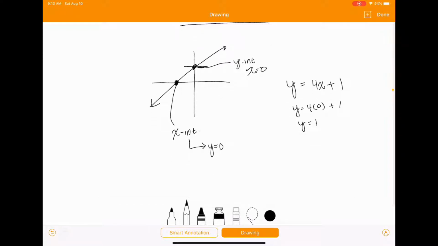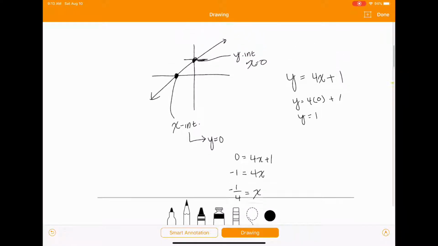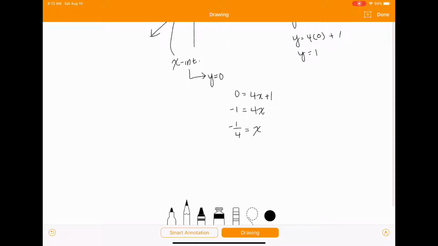And then for our x-intercept, we're going to plug 0 in for y. So we're going to have 0 equals 4x plus 1. And then we're going to solve for x. So you're going to subtract 1 from both sides. So negative 1 equals 4x. Divide by 4. And you're going to get that x equals -1/4.